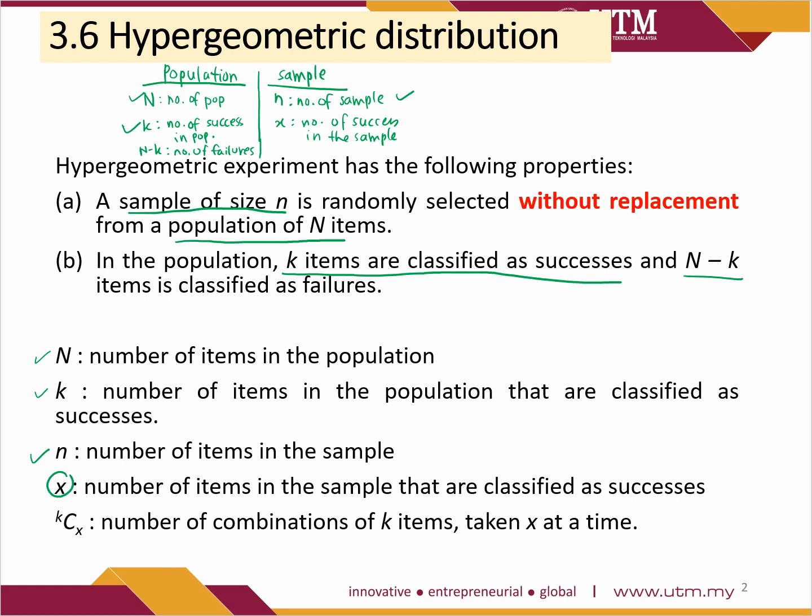KCX will be the number of combinations of K items taken X at a time. So we need to know the number of population, number of success in population, number of sample, and we can identify the number of success in the sample.